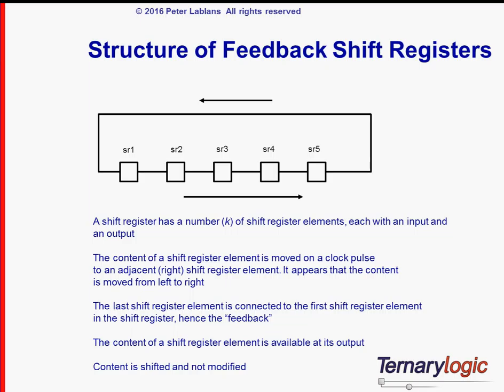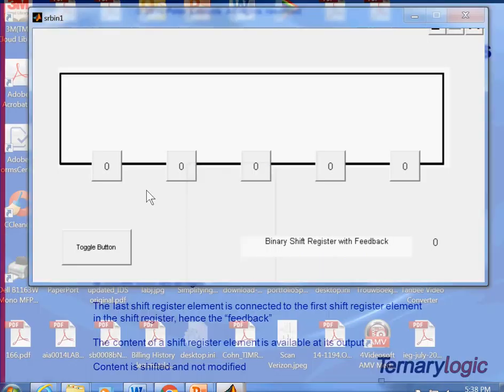The content of a shift register element is moved on the clock pulse to an adjacent, in this case, the right shift register element. And though it appears that the content of the shift register is moved from the left to the right, because of the feedback, the content of the last shift register is fed back into the first shift register element. So the content sort of rotates. The content in this device, as shown, is shifted and not modified. And we'll show that in a quick demonstration in MATLAB.